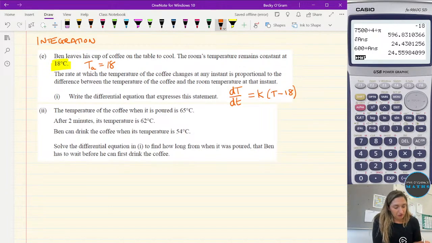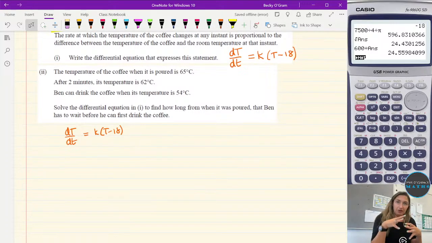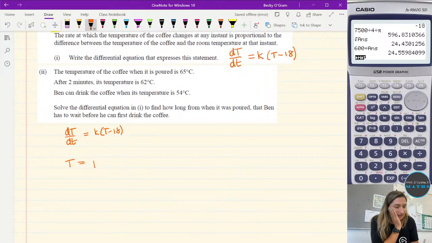Then on part 2, we've got some more information. We're going to solve the differential equation. So let's go to having that differential equation is k(T minus 18). Now you can separate the variables, integrate both sides, and you will get down to an equation that is that T is equal to TA, the ambient temperature, plus the initial temperature, which I'm calling T0, minus TA, e to the kt.